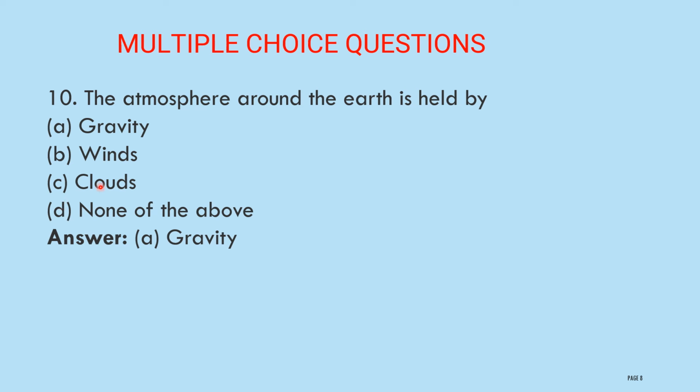Earth is surrounded by an atmosphere up to a certain height. The atmosphere is nothing but a mixture of different types of gases. What holds that atmosphere together towards the Earth is gravity. Gravity pulls the atmosphere towards the Earth. Therefore, the atmosphere is around the Earth.